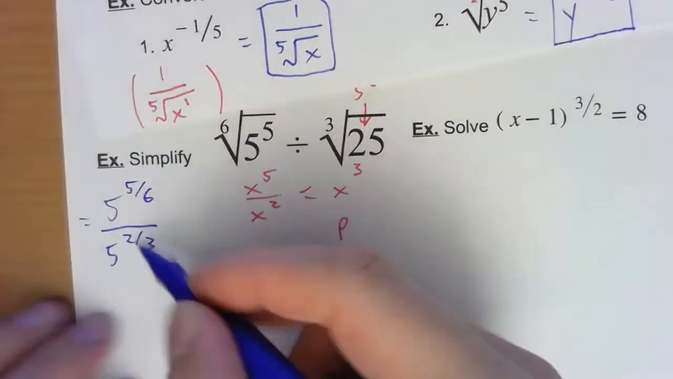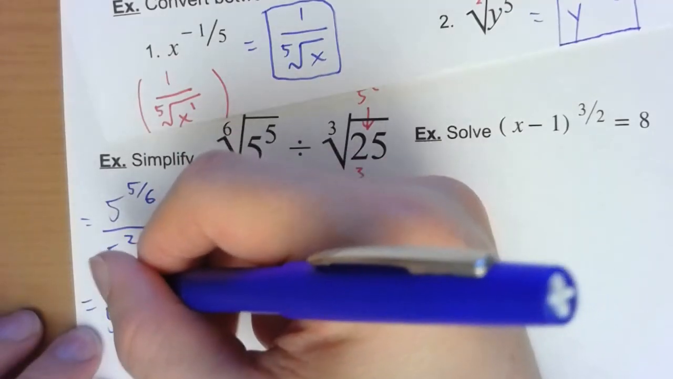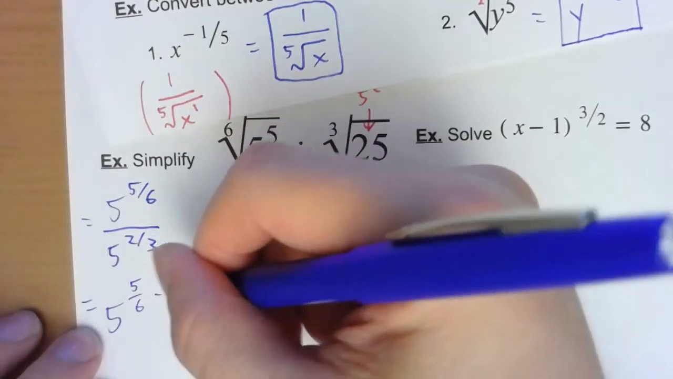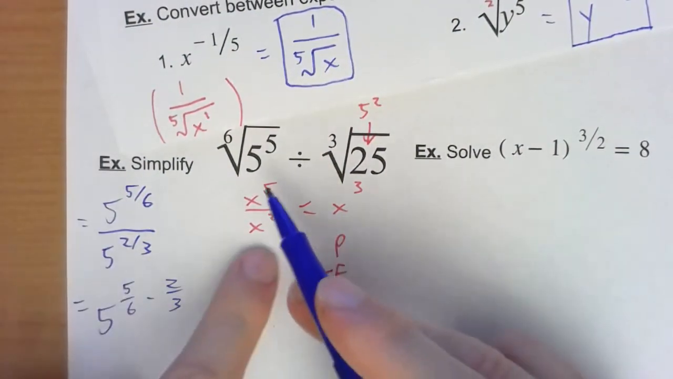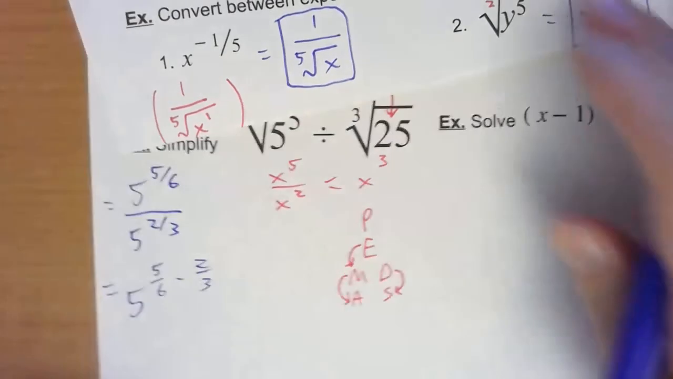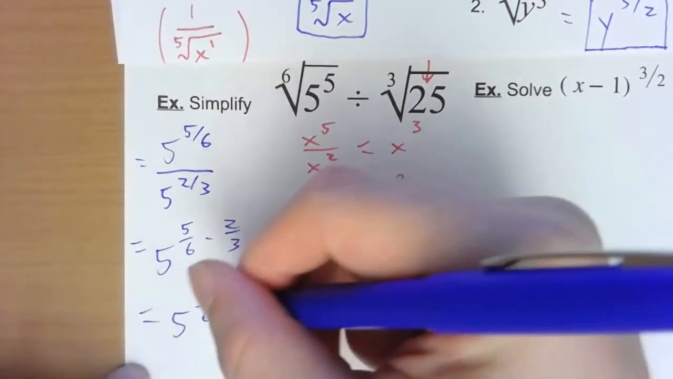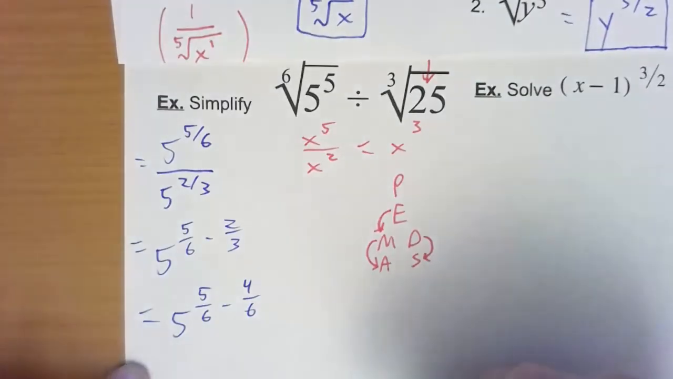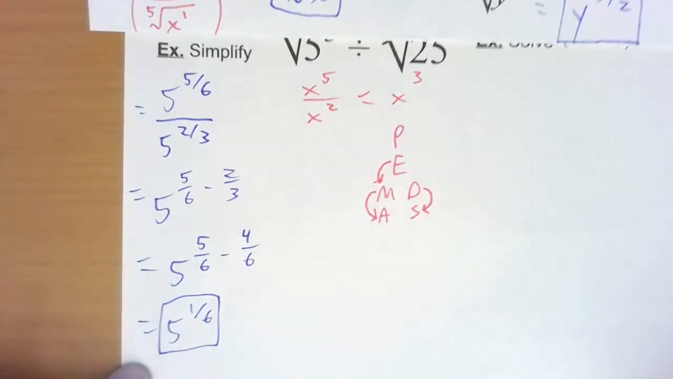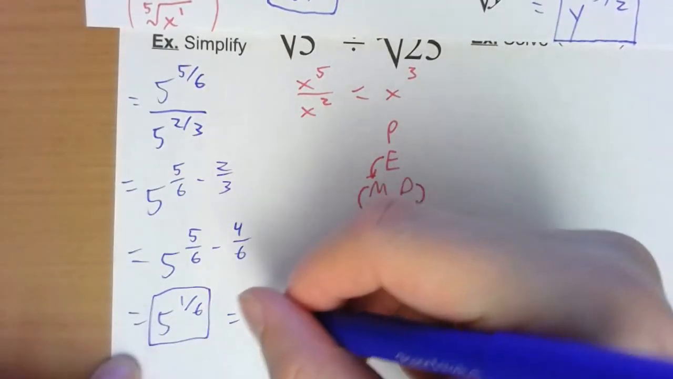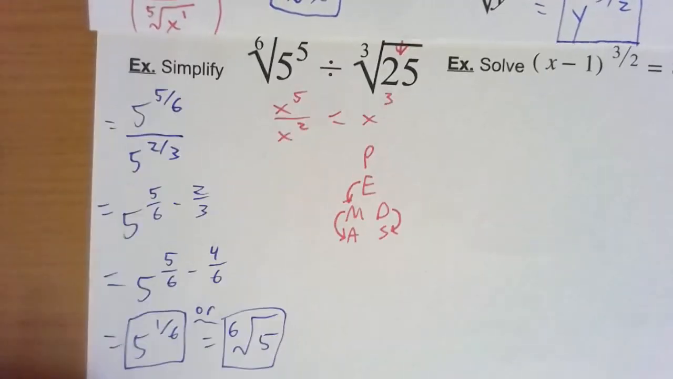But all that to say, right here, what we need to do is subtract these exponents. So we need 5, and then it's going to be 5/6 minus 2/3. Okay, so again, the base stays the same. Those 5s stay the same, and then we just subtract the exponents. Well, of course, subtracting fractions, we need common denominators. So we'll make that 4/6. And so we've got 5 to the 1/6. That could be fine as an answer, or you could write that as the 6th root of 5. Either one, whichever one you prefer.